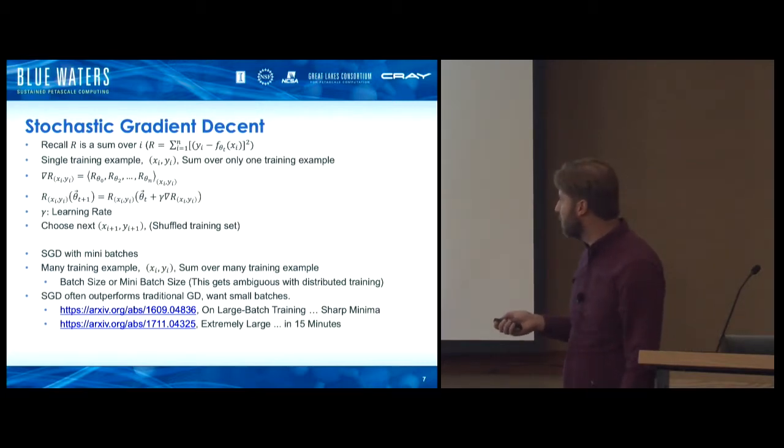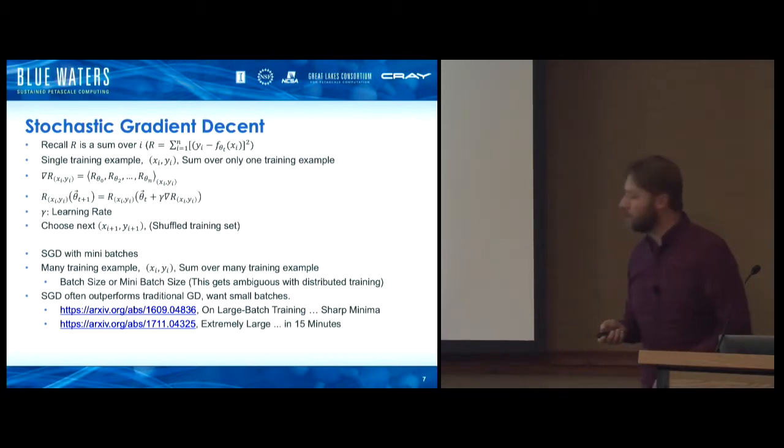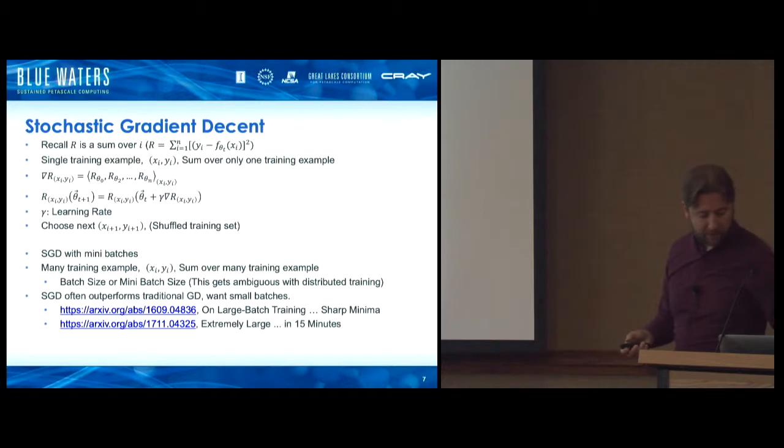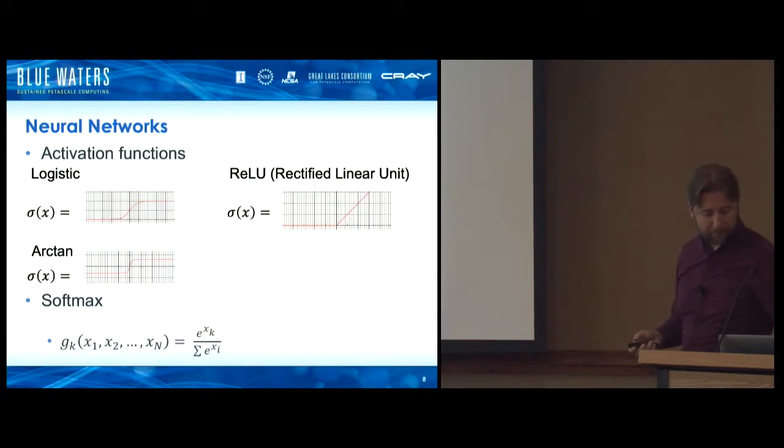Oh yeah, so stochastic gradient descent often outperforms traditional gradient descent. We want small batches typically because the opportunity to update your model is more important than trying to get the intuitive best gradient direction in terms of overall performance.